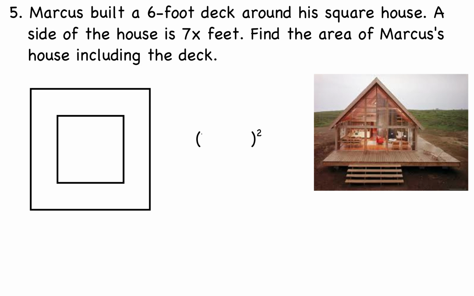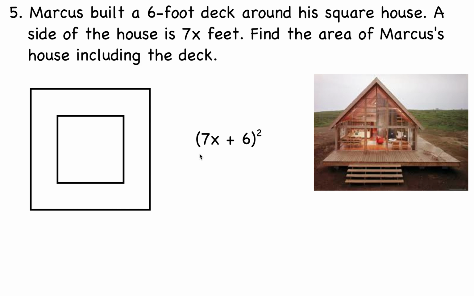Our last slide here says Marcus built a 6-foot deck around his square house. A side of the house is 7x feet. Find the area of his house, including the deck. So what we want to do is write an equation or a binomial for the area of the square. So he has a 6-foot deck all the way around his square house. So let this be the square house, and then he has the 6-foot deck. Well, the side of the house is 7x, and we're going to say that the deck is plus 6.